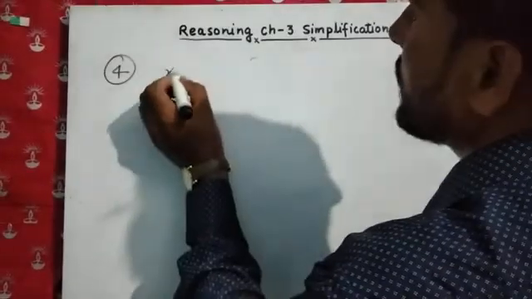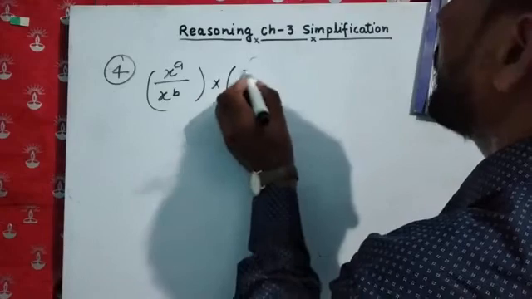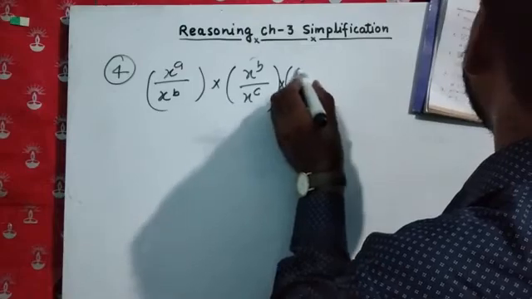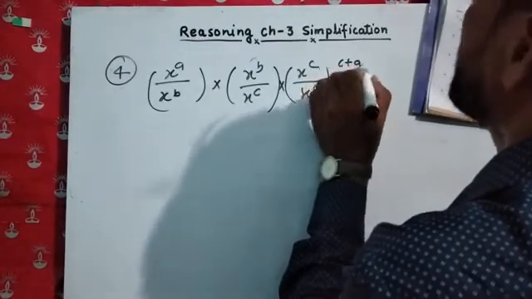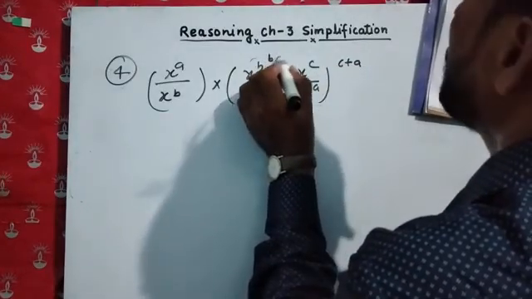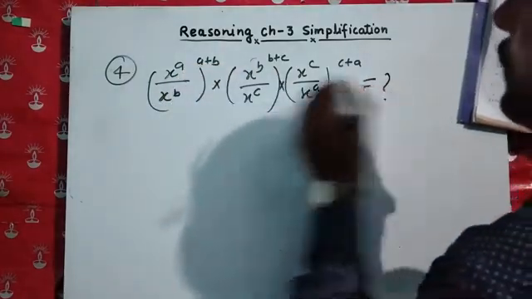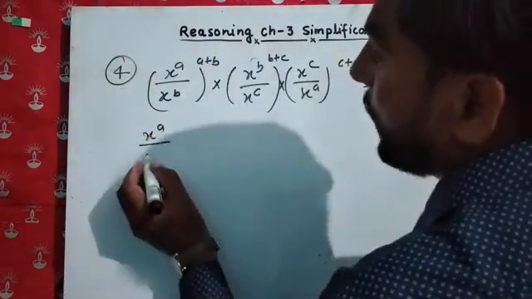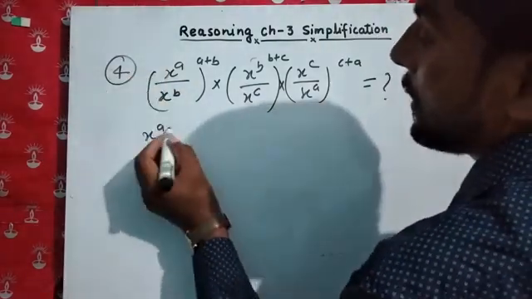Students, now dear students, I am going to question number 4. Here it is given x power a upon x power b, multiplied by x power b upon x power c, multiplied by x power c upon x power a, and the whole powers are also given: c plus a, here b plus c, here a plus b, and we have to find the value. As I told you, on multiplying we have to add the powers.